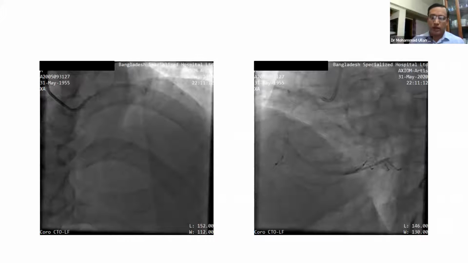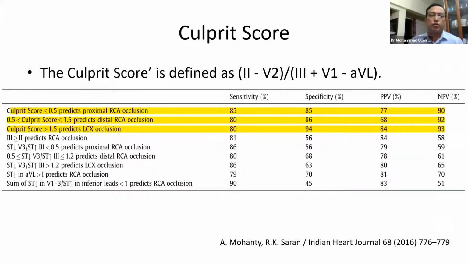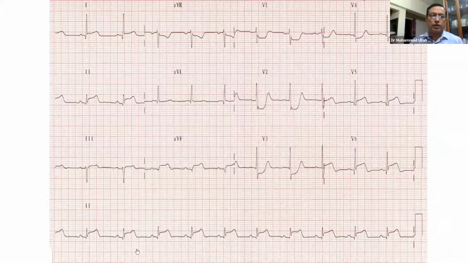And as I have already said, there is a culprit score by which we can also define which artery is the culprit artery, whether it is the right coronary artery or the left coronary artery. If you look at this ECG, this is also an inferior MI. But if you see the ST elevation, lead 2 is more than lead 3. So most likely this is an LCX lesion.